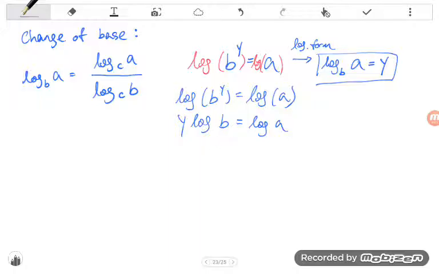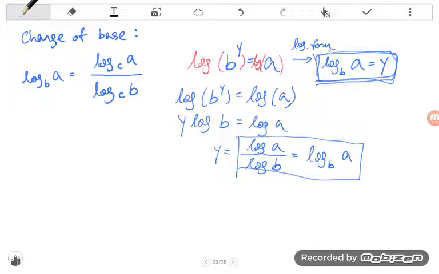If I make y the subject, I will have log a over log b. This is equal to y, and previously we already said that y is also equal to log a to the base of b. So we have just proved how we got the formula here. That's how you get it. I hope you find this somewhat interesting.